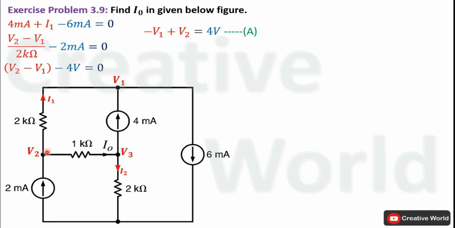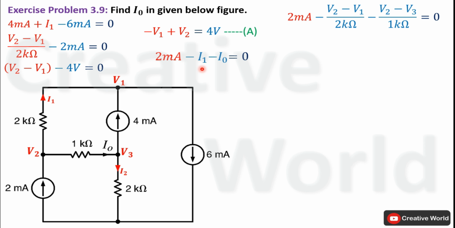Now we will apply Kirchhoff's current law on this node. On this node, only one current is entering, that is 2 mA, while two currents are leaving, I0 and I1. Both leaving currents are taken with negative sign and the entering current is taken with positive sign. Now we have to replace these two currents with their respective equations. Current I1 is equal to V2 minus V1 divided by 2 kilo ohm as we have calculated in the previous step, while current I0 is between these two node voltages.